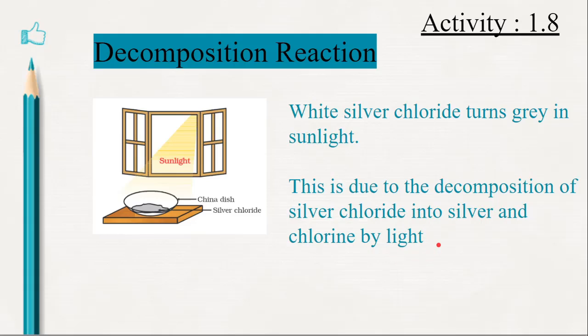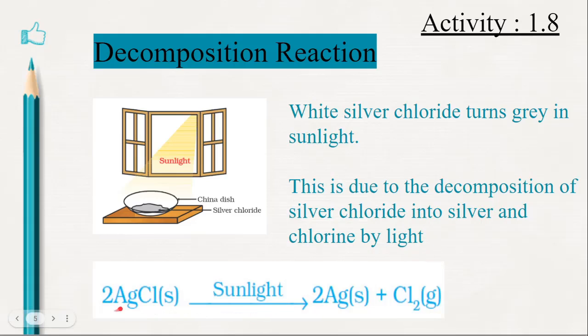Now let us see its chemical reaction. 2AgCl in solid form, if we give it sunlight, then we get 2Ag in solid form plus Cl2 gas. So here is the chemical reaction for the decomposition reaction, which is silver chloride into silver and chlorine.